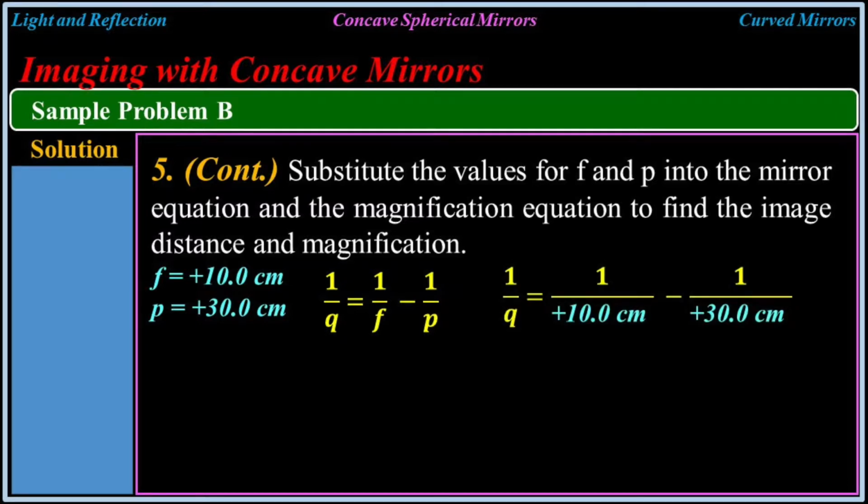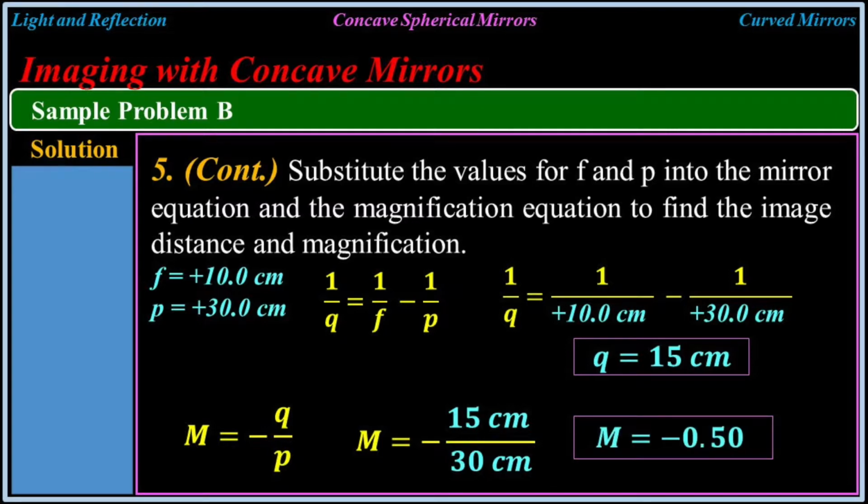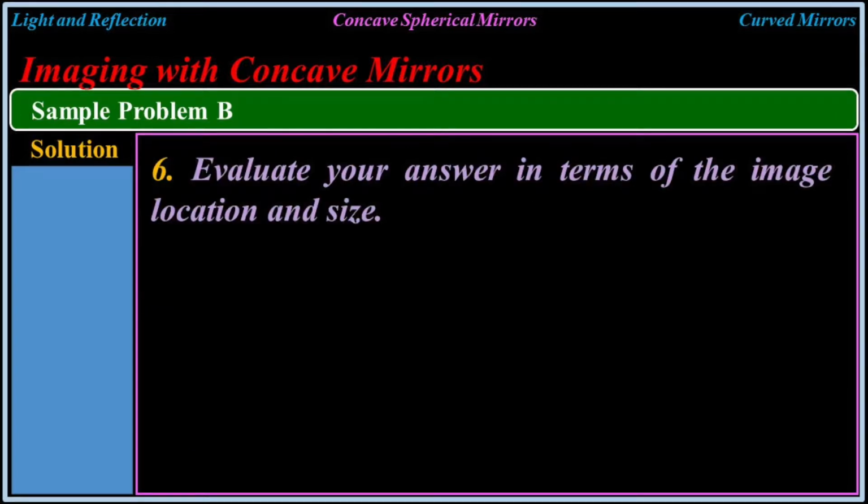And we're just going to plow through this. Plug in. The book takes a long time to calculate Q by finding what 1 over 10 is and what 1 over 30 is, etc. We have calculators. Just plug into your calculator. It's as easy as that. And the magnification is negative 0.50. Evaluate your answer in terms of the image, location, and size. Now we're going to evaluate.